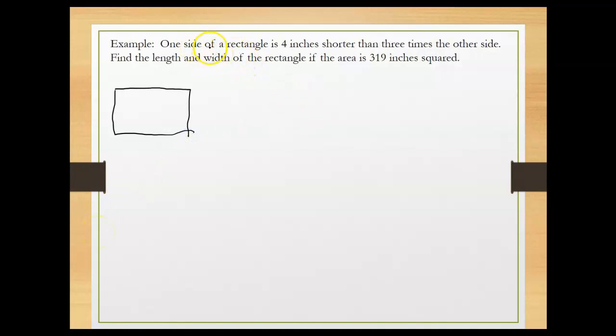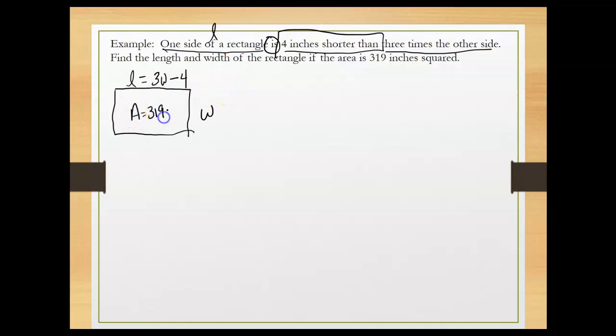It says one side of a rectangle is 4 inches shorter than 3 times the other side. So one side of a rectangle is, well, let's call that the length. Is means equals. 4 inches shorter than means we're going to do some stuff minus 4. Well, the stuff is 3 times the other side. Well, the other side is the width, so that's W. One side of a rectangle, the length, is 4 inches shorter than 3 times the other side, and there's the width.